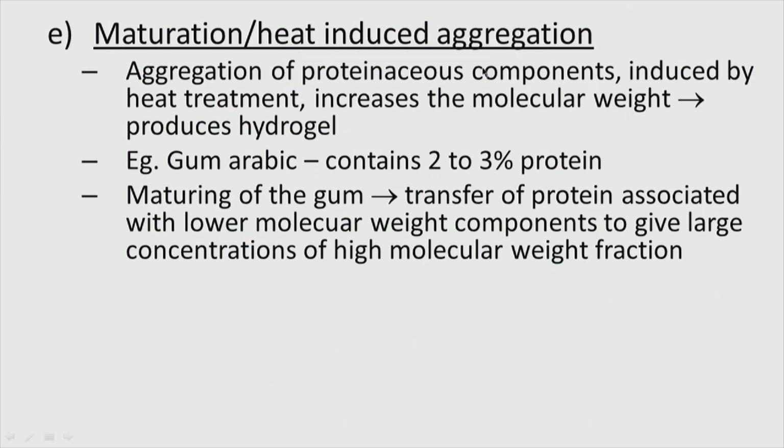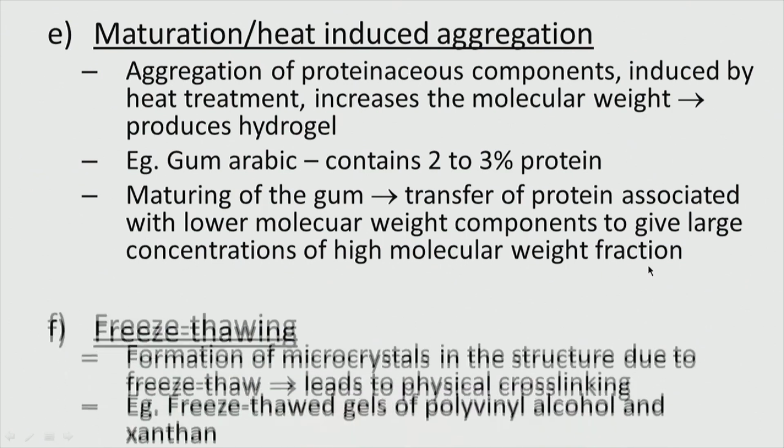Then maturation or heat induced aggregation. Okay. So, aggregation of proteinaceous components induced by heat treatment. So, when we have heat treatment, it increases the molecular weight, so that produces hydrogel. So, gum arabic containing 2 to 3% protein. So, maturation of the gum, transfer of protein associated with the lower molecular weight components to give large concentrations of high molecular weight. So, these are all heat induced.